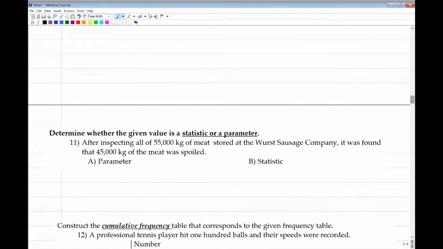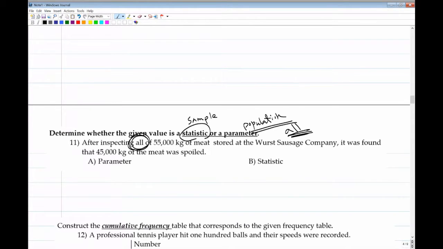Now the next one is to know the difference between statistic and parameter. Statistic deals with a sample, parameter deals with a population. How can I tell when it is population or sample? Population deals with the keyword "all," all elements in the population. So after investigation, all, can you see this?